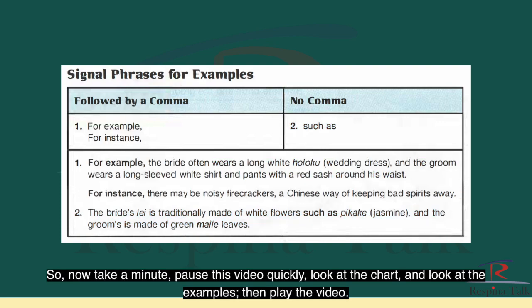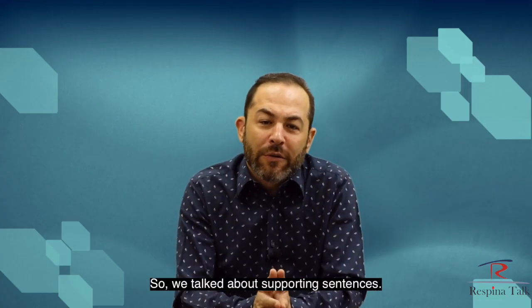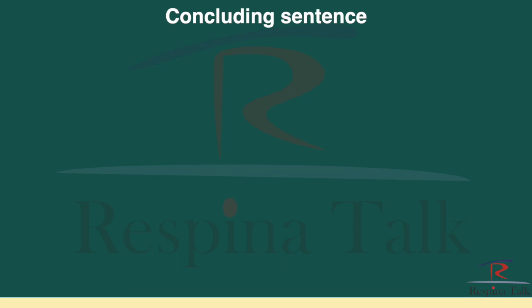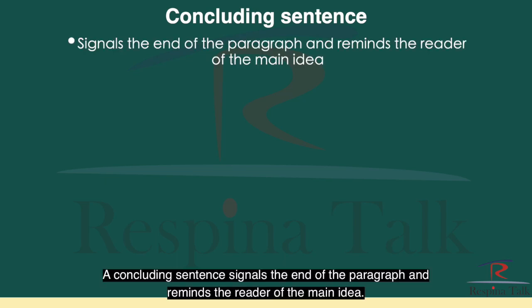So now take a minute, pause this video quickly, look at the chart and look at the examples, then play the video. All right, so we talked about supporting sentences. Now we're going to talk about a concluding sentence. A concluding sentence signals the end of the paragraph and reminds the reader of the main idea.